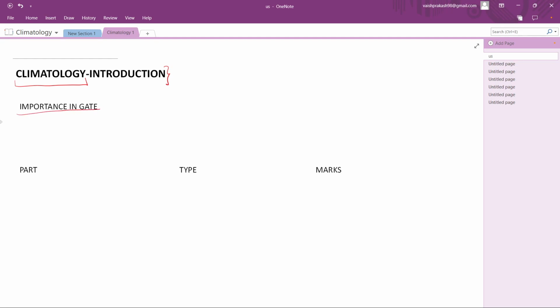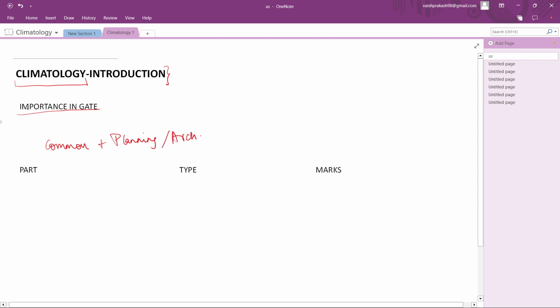So firstly, let's talk about the importance of this exam in GATE. We know that GATE has a common part as well as the architecture or planning part. Climatology has been asked in both the common as well as the architecture part. So everybody who's appearing for the GATE exam should be able to answer these questions.